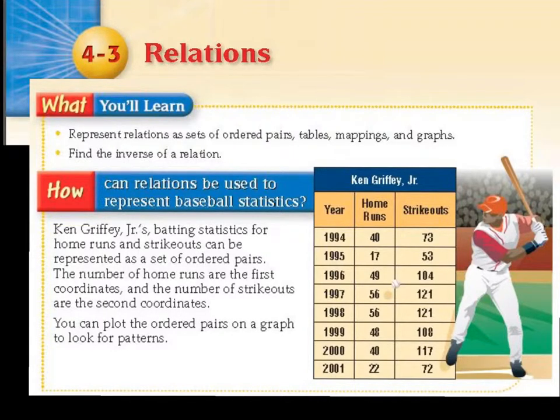Ken Jeffrey Jr.'s batting statistics for home runs and strikeouts can be represented as a set of ordered pairs. The number of home runs are the first coordinates, and the number of strikeouts are the second coordinates. You can plot ordered pairs on a graph to look for patterns.